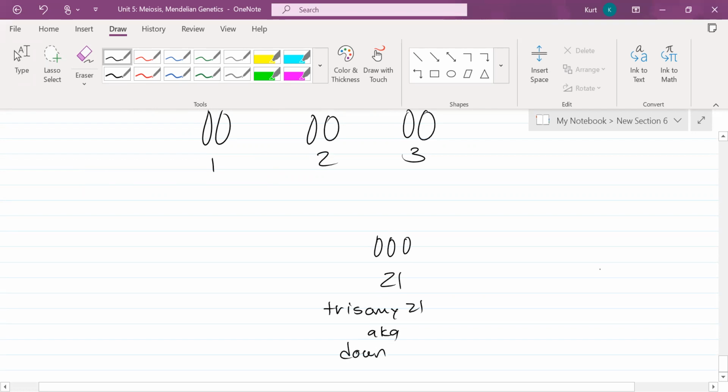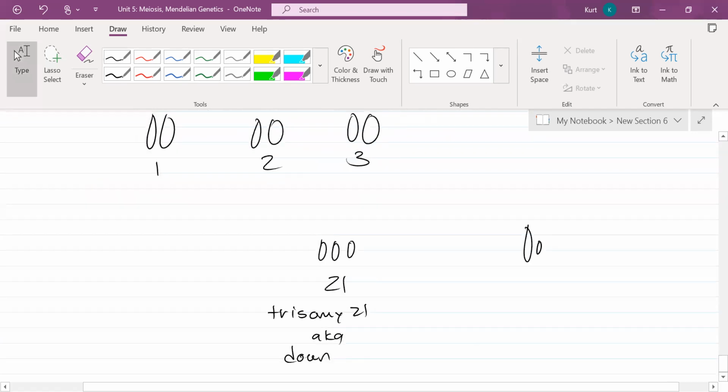Do you remember what this is? Here's the sex pair. What gender would that be? That's a male because what's bigger, the X or the Y? Yeah, so this would be a male. This would be a female. Follow? The X chromosomes are pretty big. The Y chromosome is very, very small.